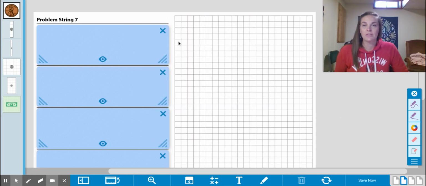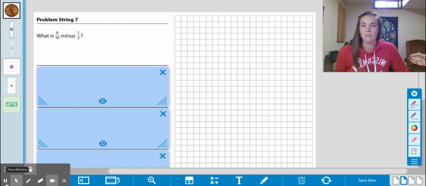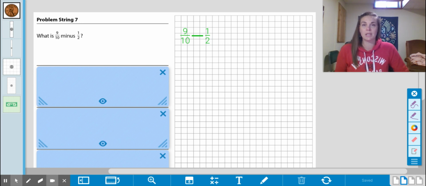All right, if I look at our first problem, we're going to write down 9/10 minus 1/2. So let's go ahead and do that. All right, I wrote down 9/10 minus 1/2. Now it is your turn to figure out how you are going to solve that. I know that I need to have a common denominator. So am I going to use my clock model to help me find that common denominator, my money model, maybe a double number line? What's going to be the easiest for you? So find a way to rewrite that and come up with your answer to 9/10 minus 1/2.